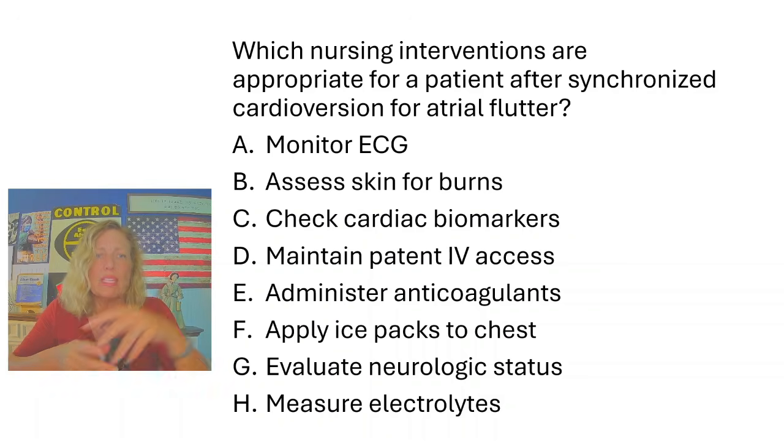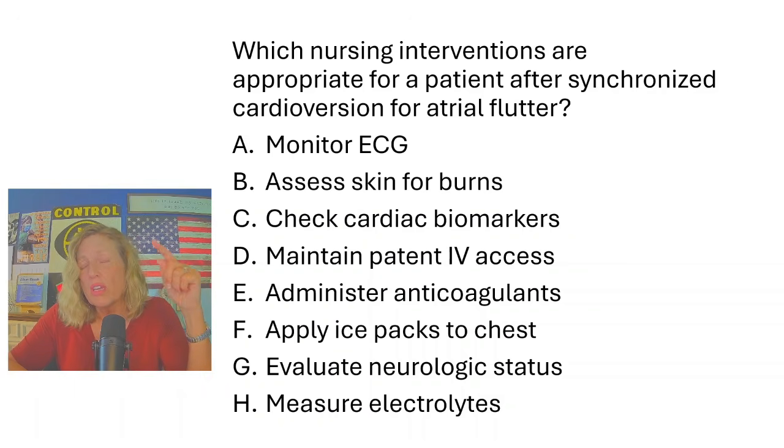Administer anticoagulants. I told you atrial flutter can cause clots because you have turbulent blood flow. We just synchronized them back out of that. So if they had a clot and then we put them back into sinus rhythm, where's that clot going to go? Well, it's now going to go out into the body. So let's administer some anticoagulants to prevent that from happening.